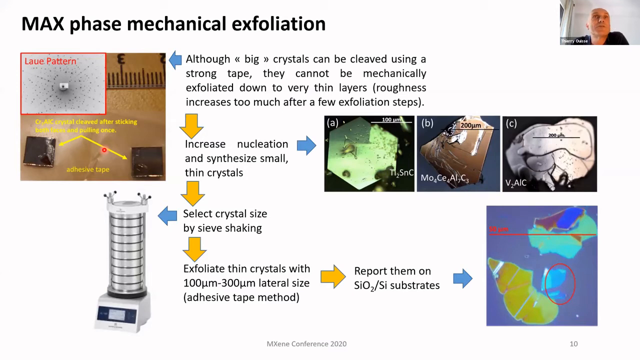As a result, after a few exfoliation steps, the crystal surface gets rougher and rougher, so that adhesion to the tape is lost. The solution is to start from small and thin crystals, such as the ones shown here. They are obtained by increasing the nucleation inside the solution, and we ultimately select their size by sieve shaking them. We put 20, 30 such crystals on the tape, and then we repeatedly peel them. Once we get thin flakes, we transfer them onto silicon substrates covered by a top SiO2 insulating layer with a thickness around 30 nanometers. Such a thickness allows us to visualize the flakes using simple optical microscopy. A typical example is shown here.